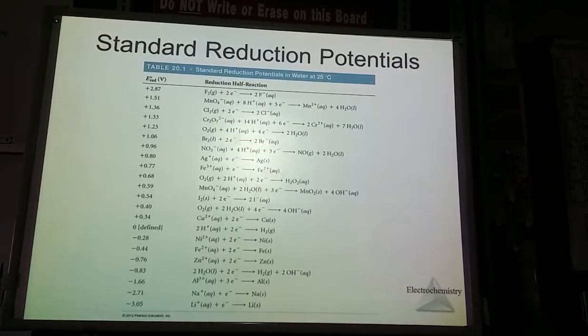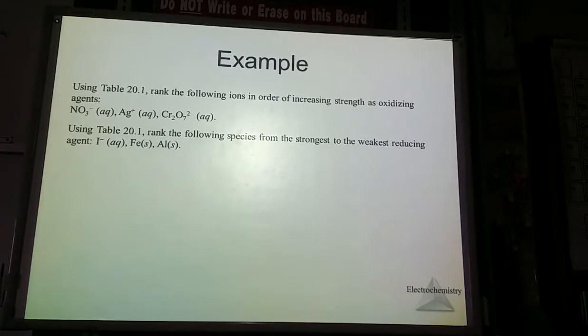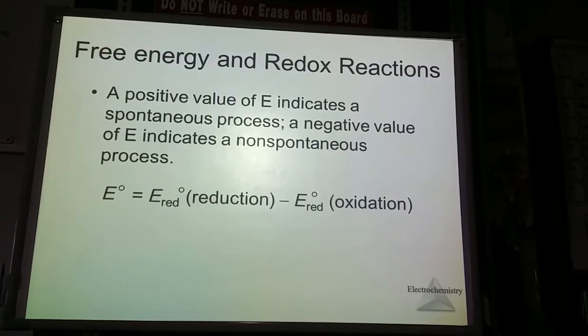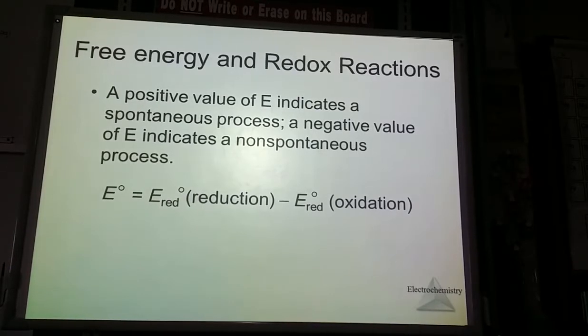Okay. The next question says rank the following species from the strongest to the weakest reducing agent. I'm going to let you try that one, and then we will check together and talk about it on Monday. Free energy and redox reactions. Oh my gosh, we are so close to talking about delta G and E, and it is so exciting.